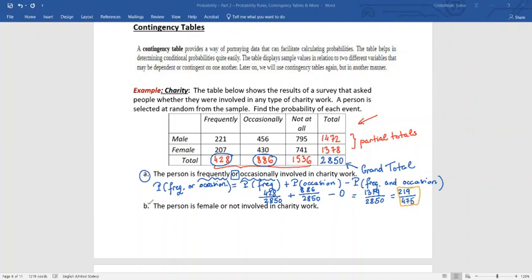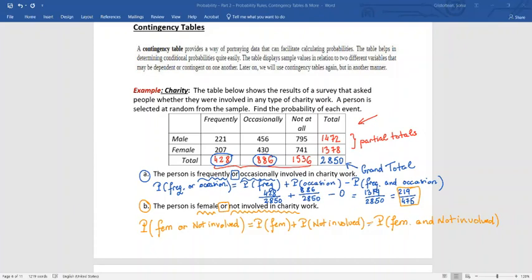Now let's talk about the second question. The person is female or not involved in charity work. So let's just look at this event being a female and then not involved in charity work, and the connection word, which is "or." So again, we are dealing with the same rule, the addition rule. So I'll simply try to write down what that means and look at the correct values in the table. Female or not involved. I will simply write down the rule: probability of female plus probability of not involved in any charity work minus probability of both. So let's see. What is the probability of selecting a female?